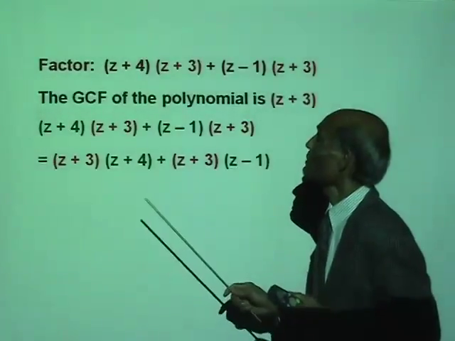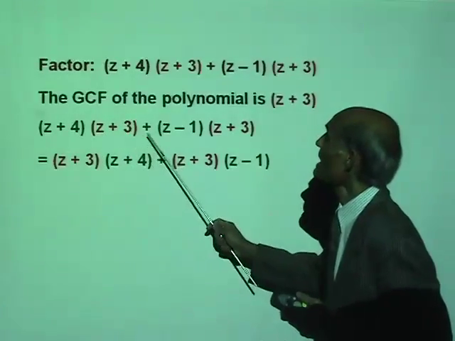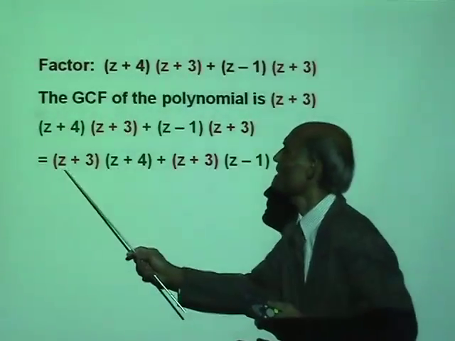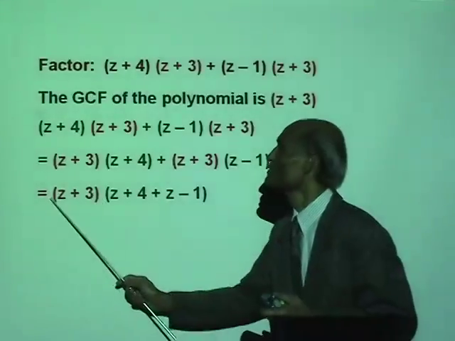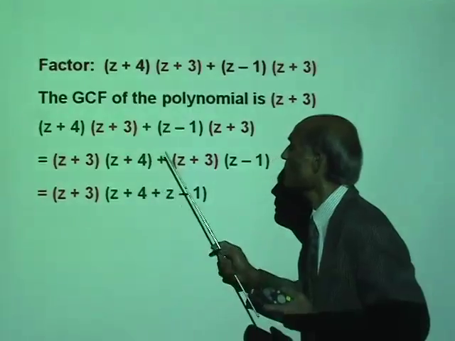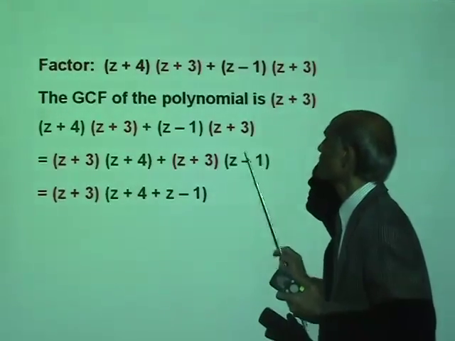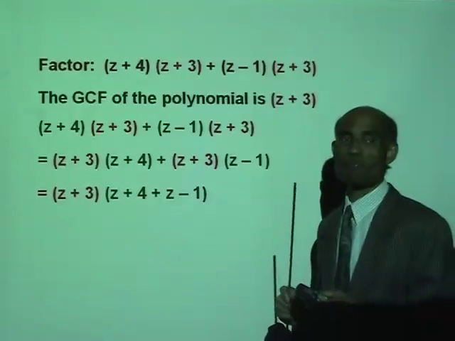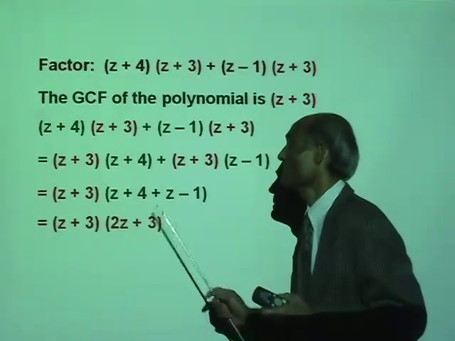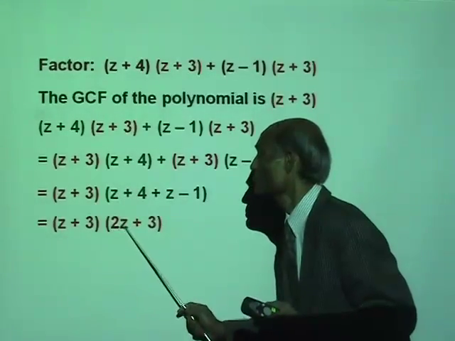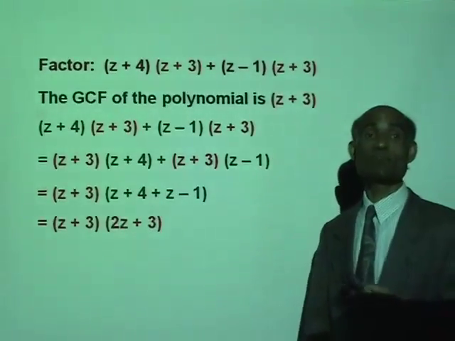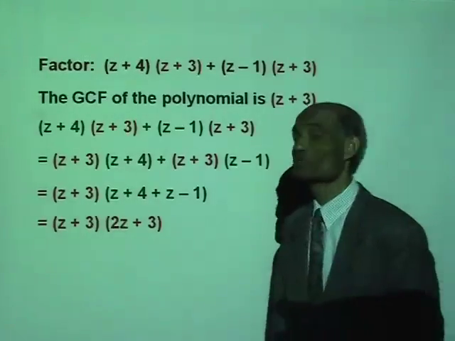Look at that. So (z plus 4) times (z plus 3) plus (z minus 1) times (z plus 3). We're going to pull out the common factor. z plus 3 times what is left in the first, which is z plus 4, plus what is left in the second, which is z minus 1. And now simplify inside this parenthesis. What does that give you? That will be z plus z is 2z, 4 minus 1 is 3. So the answer is (z plus 3) times (2z plus 3).